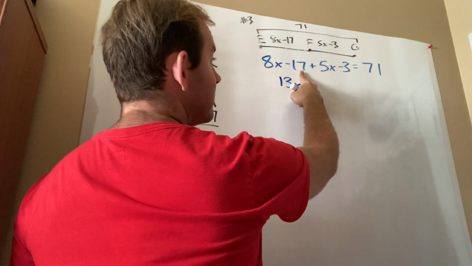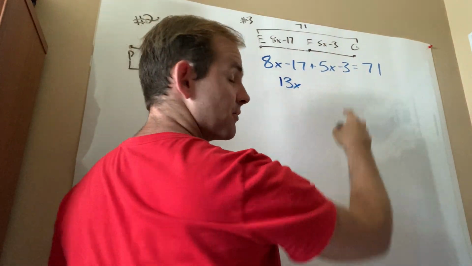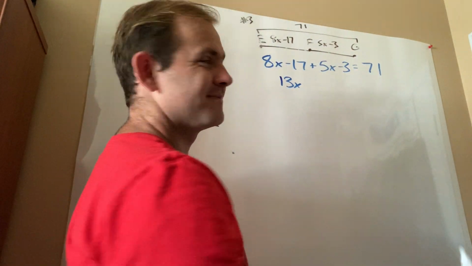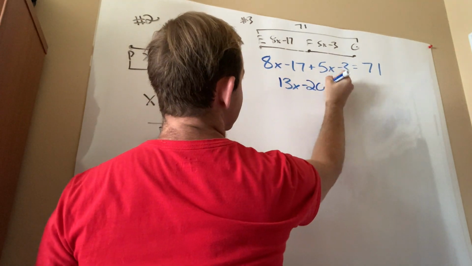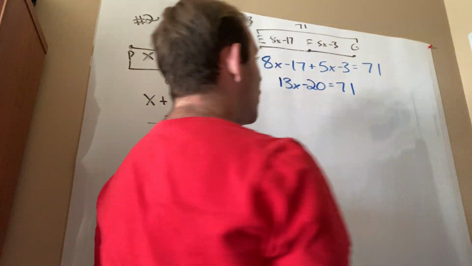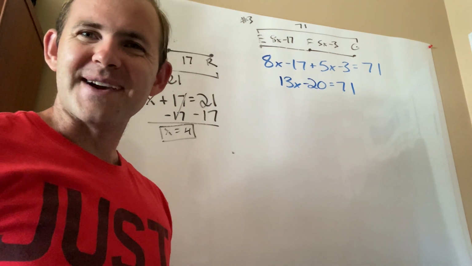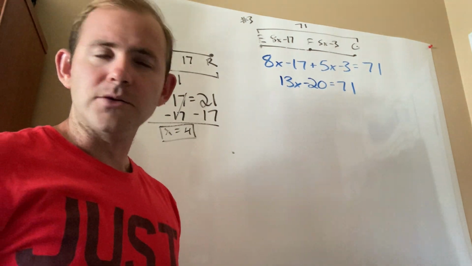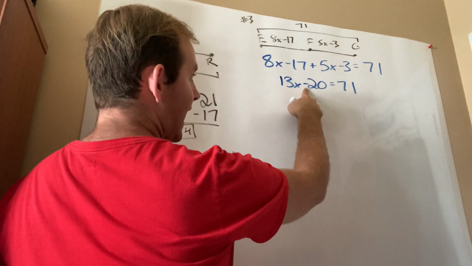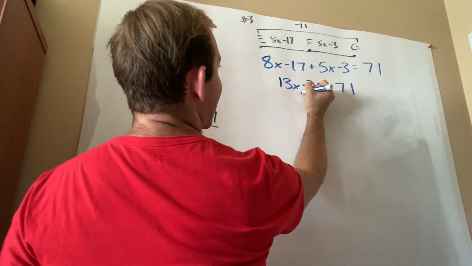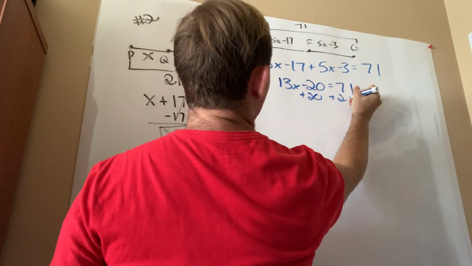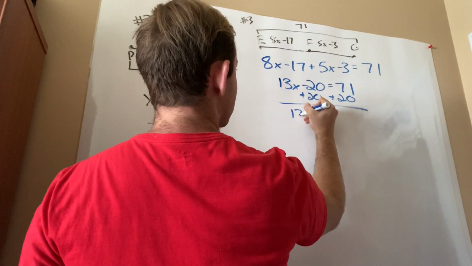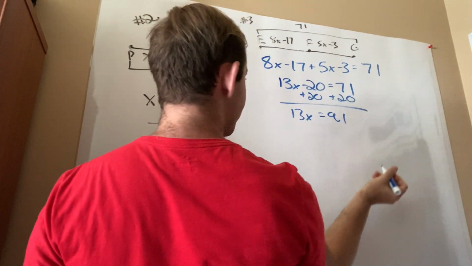Similarly, I lost 17 and I lost 3 more. How many did I lose in total? I lost 20. Oh my gosh, isn't that a much nicer equation now? I certainly think so. So, how do I get rid of a minus 20? I would add 20 to both sides, right? Okay, so I get 13x equals 91.